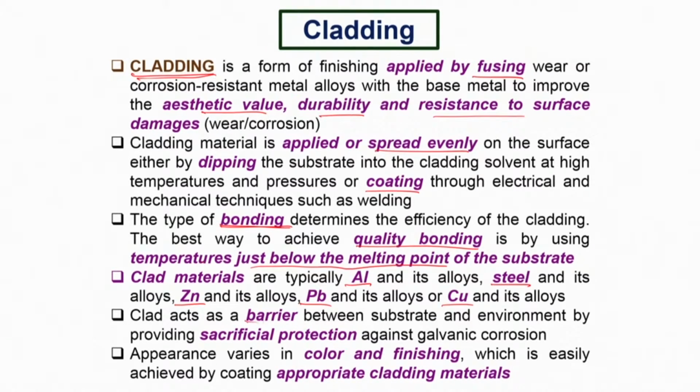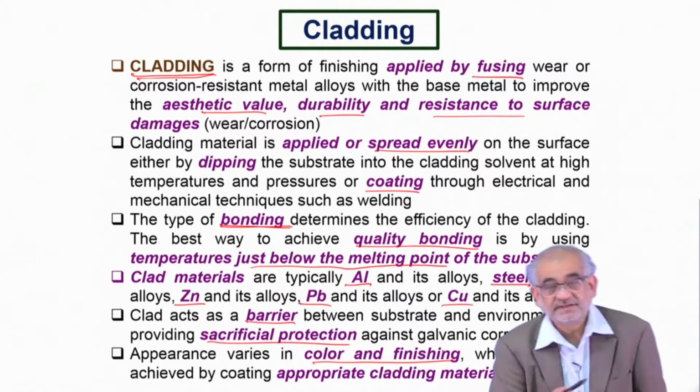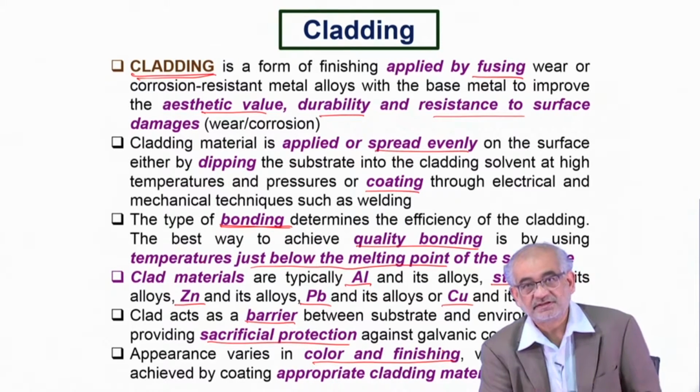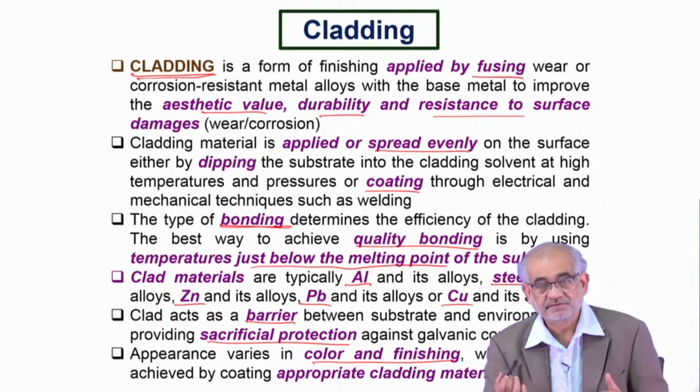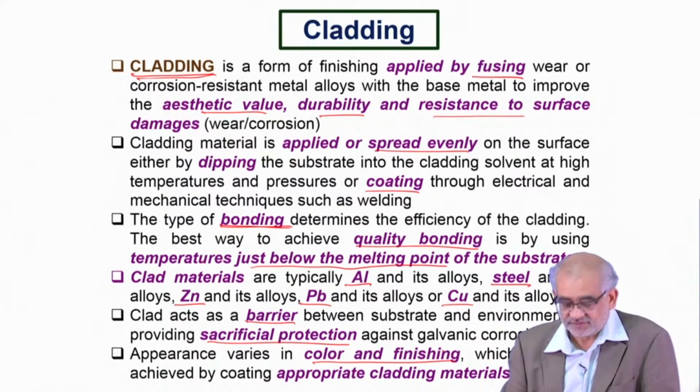The clad acts as a barrier between the substrate and the environment, and that's how it protects. It can provide either a sacrificial protection like galvanic protection mechanism, or it can simply provide a very hard and wear resistant layer, preventing any further damage against mechanical interaction. In the process, if it's thin and very uniform, you can change the color and finishing. So it can be anything from aesthetics to functional and also mechanical or structural protection of the substrate.